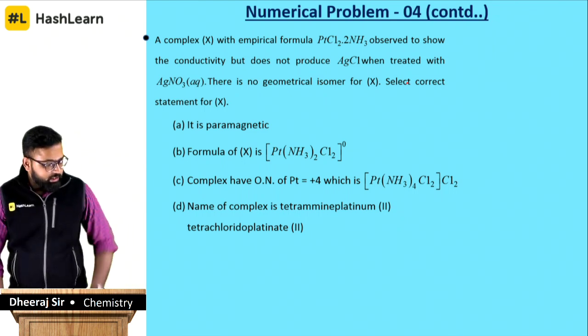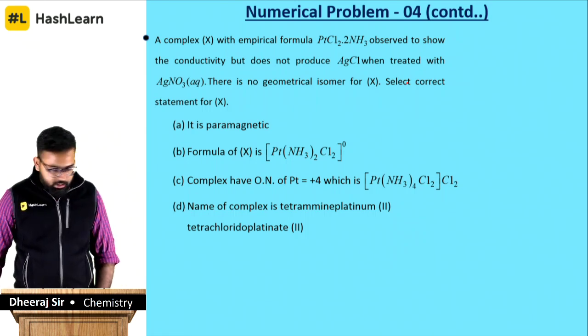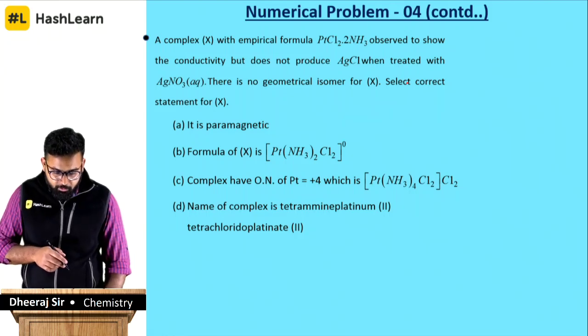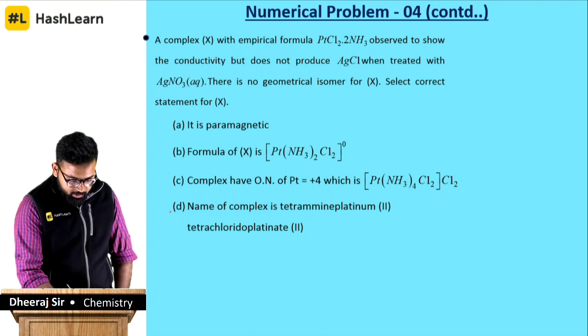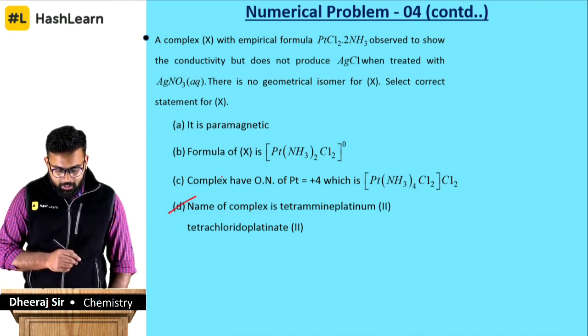Sakshi says it is D. Let's wait for Pooja's answer as well, and I must say the answer is right. Name of the complex is tetramine platinum 2 tetrachloridoplatinate. This has to be the right answer. So tetramine platinum 2 tetrachloridoplatinate.